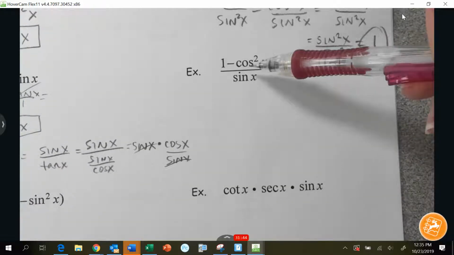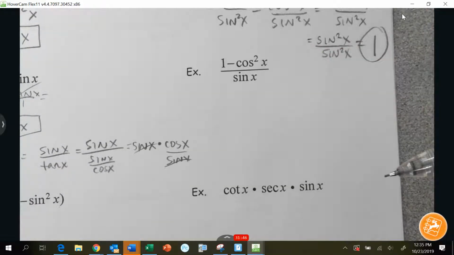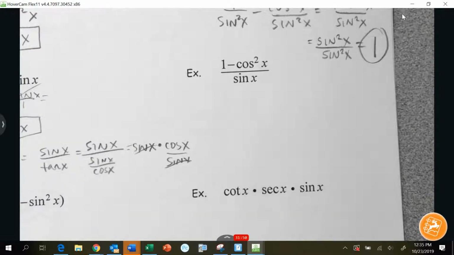How about this one? 1 minus cosine squared x over sine x. Go look around for stuff. Call on somebody at random. Who will it be?